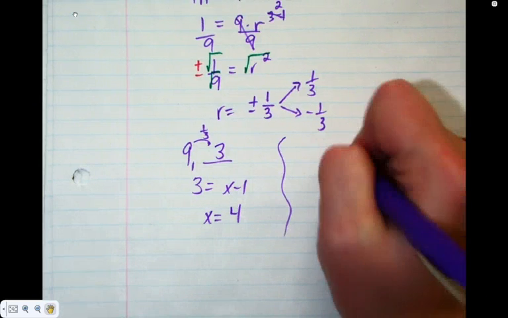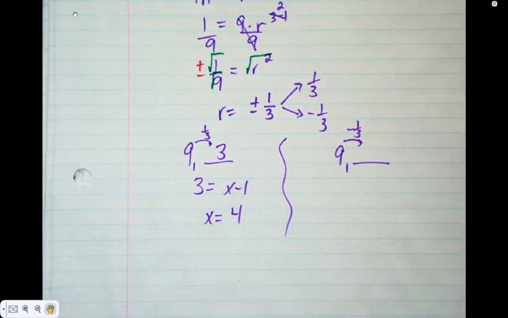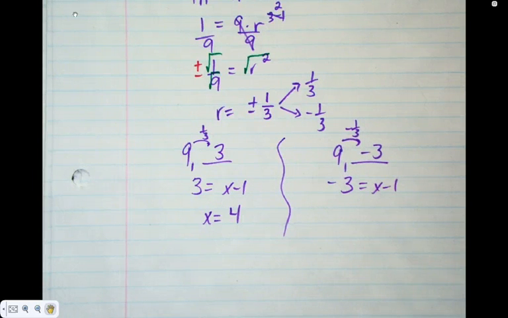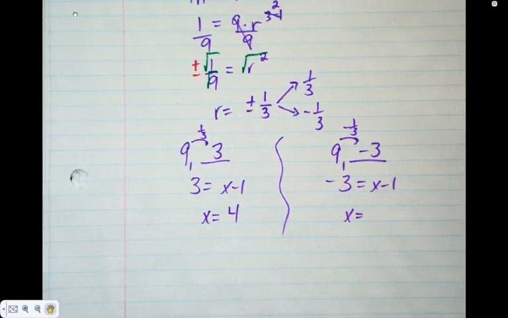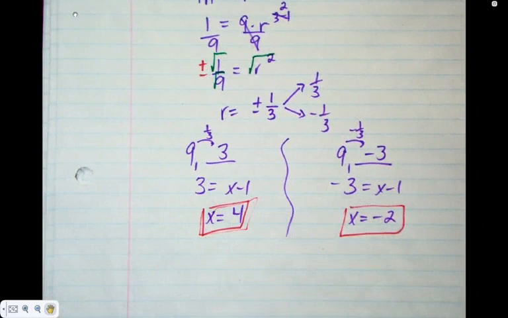Okay, I'm going to do the same thing over here. 9 then something. This time I'm just going to use that negative 1/3. So what's the middle term if the r value is negative 1/3? Negative 3. And we know that negative 3 is x minus 1. What does x equal? Negative 2. There's why it says state the values of x. There's 2 of them because there's 2 r values. Questions?